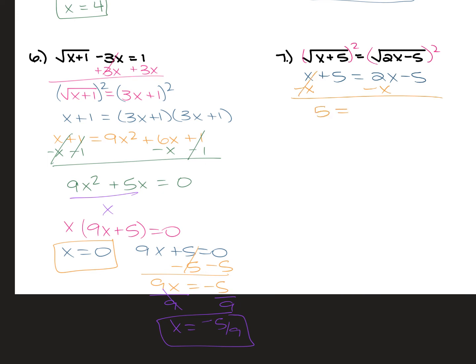You're going to have 5 is equal to x minus 5. This is not 2x, this is just x, I'm sorry. x minus 5, there we go. From here, you're going to add your 5 over. So you get that x is equal to 10.